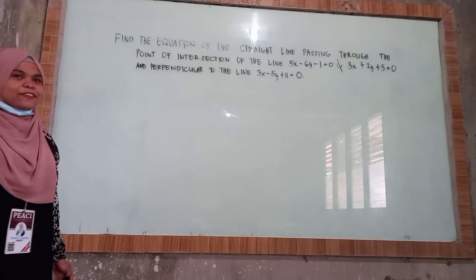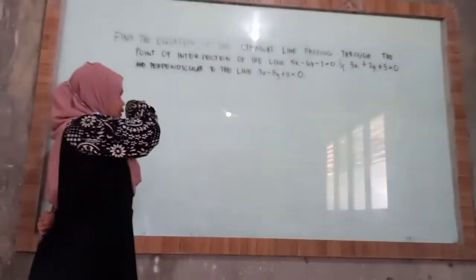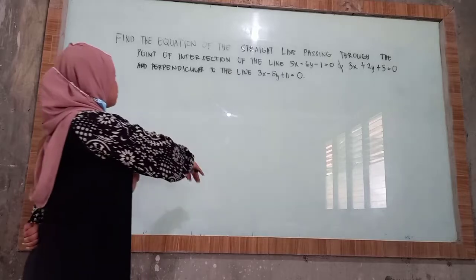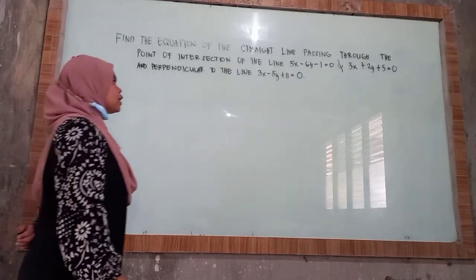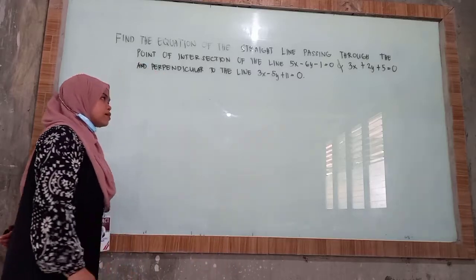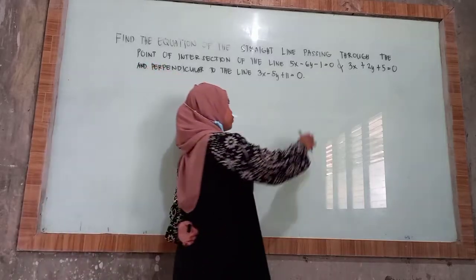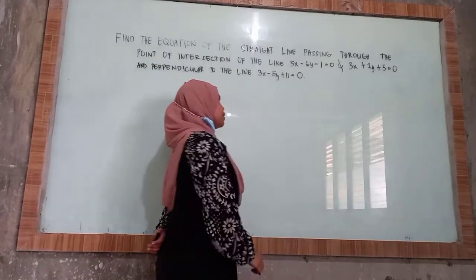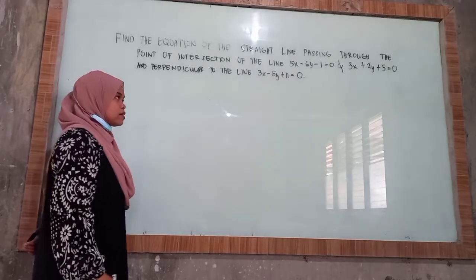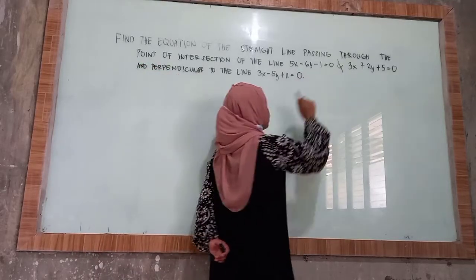Okay, so let us find the equation of the straight line passing through the point of intersection of the given lines. We have these two lines, and at the same time, perpendicular daw siya sa line na 3x minus 5y plus 11 equals 0. So there are several methods in solving the intersection of the two given lines. So ang gagawin natin ngayon ay yung tinatawag natin na elimination method. Kasi yun yung pinakamadaling way na mahanap natin yung intersection ng dalawang to.